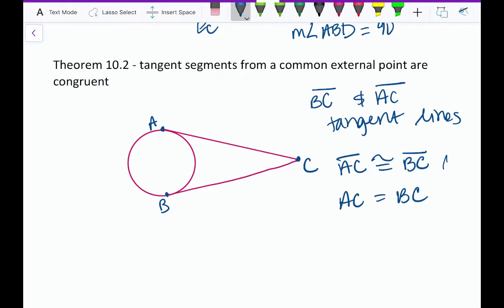Remember the difference between congruent and equal. Segments are congruent, lengths are equal. Remember, this means the length of AC, which is a number. This means the length of BC, which is a number. So if you have tangent segments from a common external point, external meaning outside the circle, then they will be congruent.